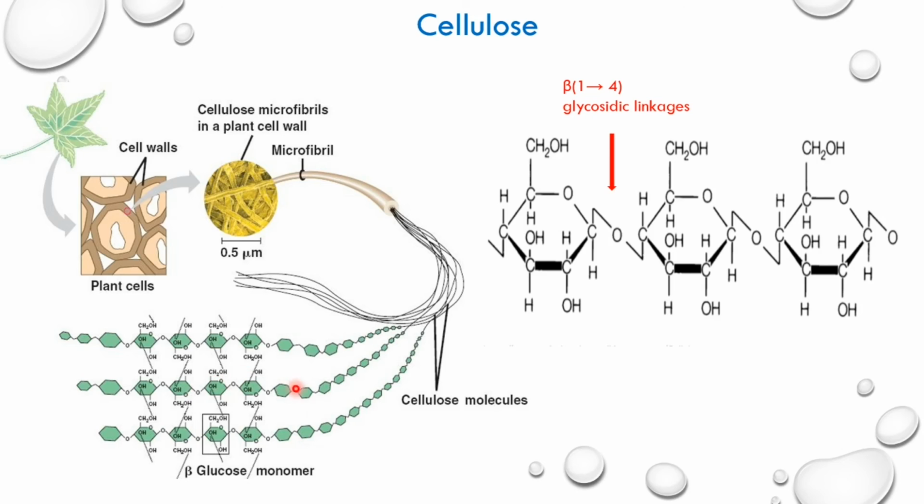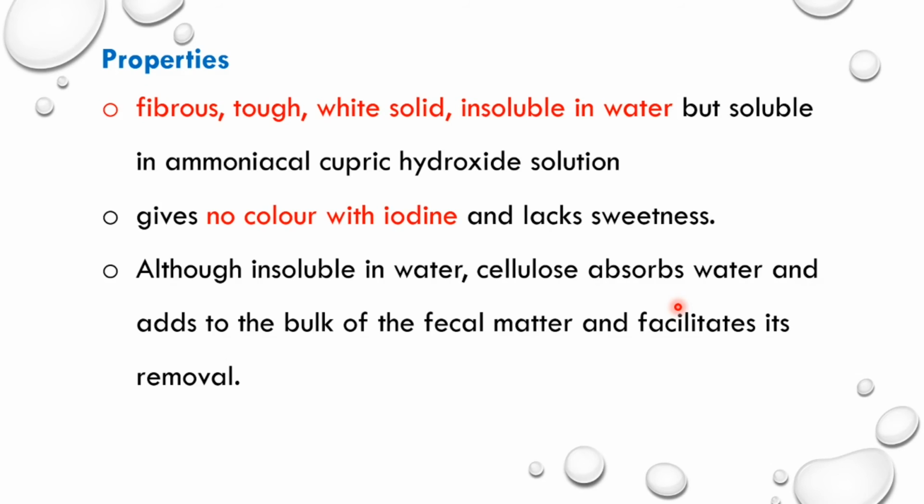So it's regarded as an anhydride of beta D glucose units. The beta D glucose unit monomers combine to form cellulose molecules, and these cellulose molecules combine to form microfibrils. These are embedded in the plant cell walls. So this is beta D glucose, and this is another molecule of beta D glucose. The glycosidic bond is beta 1,4 glycosidic linkage. And coming to the properties.